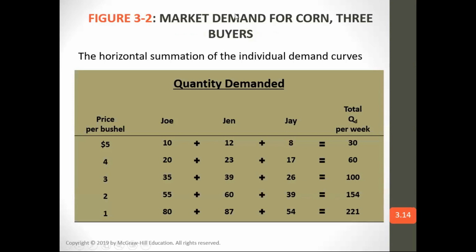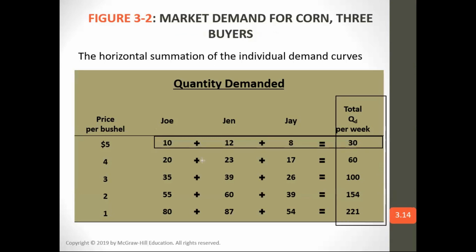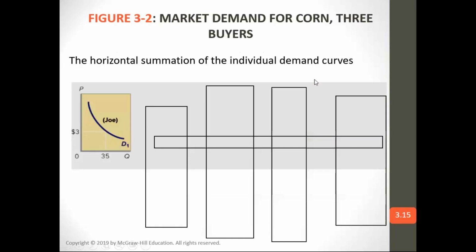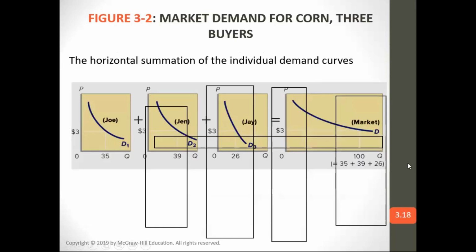So to get the market demand curve, you've got to add up all the individual demands. So in this case, you add up Joe's demand, Jen's demand, and then Jay's demand, and then you get 30. So this is the market demand here, and these are just the individual demands. So just add those up and you get the total. So yeah, this is the curve when you add up the total.